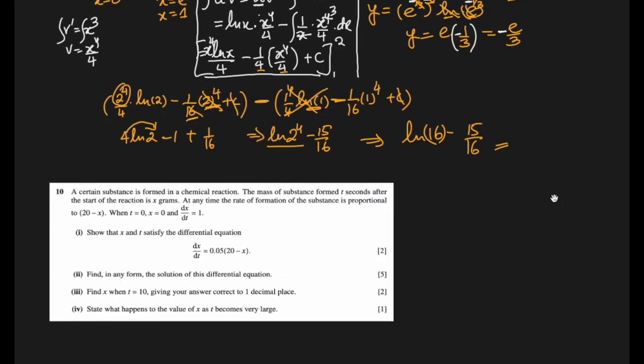Next, question number 10. A certain substance is formed in a chemical reaction. The mass of the substance t seconds after the start of the reaction is x grams. Okay, at any time the rate of formation of the substance is proportional to 20 minus x. Rate of formation means it will increase. So rate of formation means dx over dt is increasing. This is the rate of change. It is directly proportional, right? Is proportional to 20 minus x.